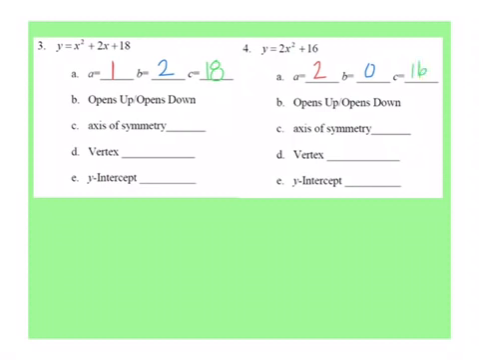So go ahead and go through and find if it opens up or down, the axis of symmetry, the vertex, the y-intercept, and then if it's a min or a max. And then come back and check your work before moving on to the practice.